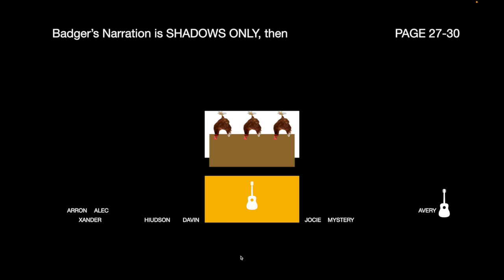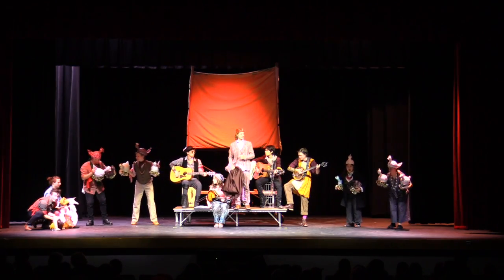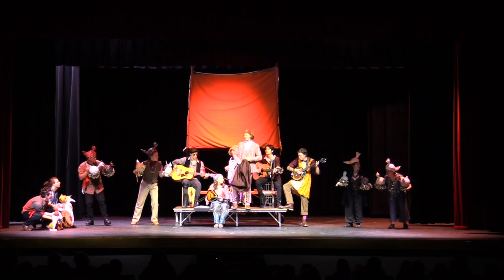Then we go back to this scenario. We're about to do the chicken scene. So Badger's narration is shadows only. We're black here, and then while we're in darkness, the scaffolding rotates around. There are chicken puppets on it. The cast assembles, and they have chickens all around them. They're wearing chickens, they're holding chickens, because it's the chicken scene. And then we go from there. So that's how that goes.